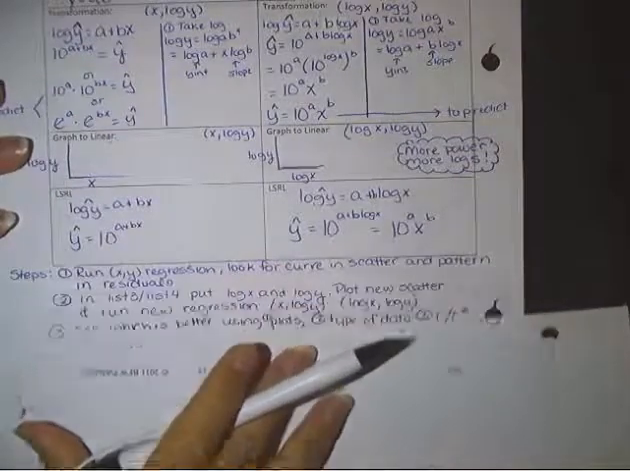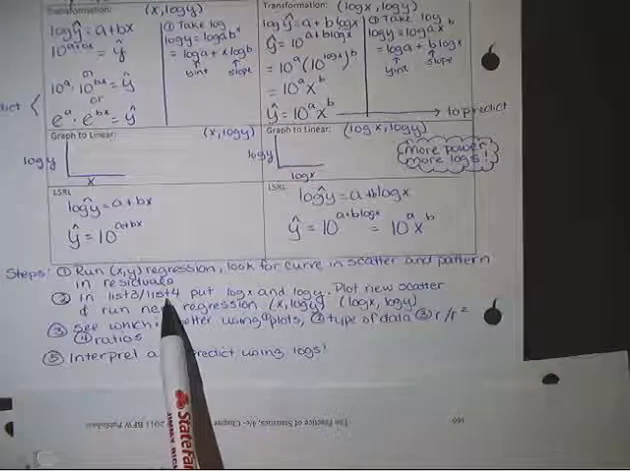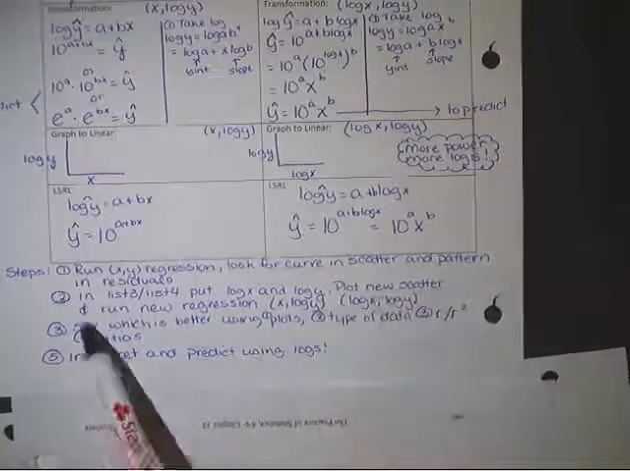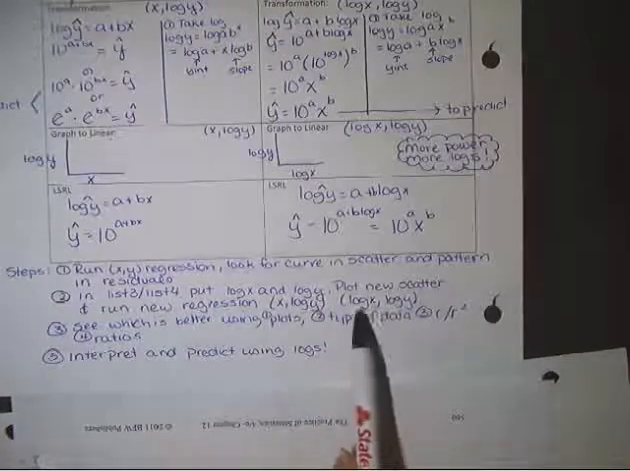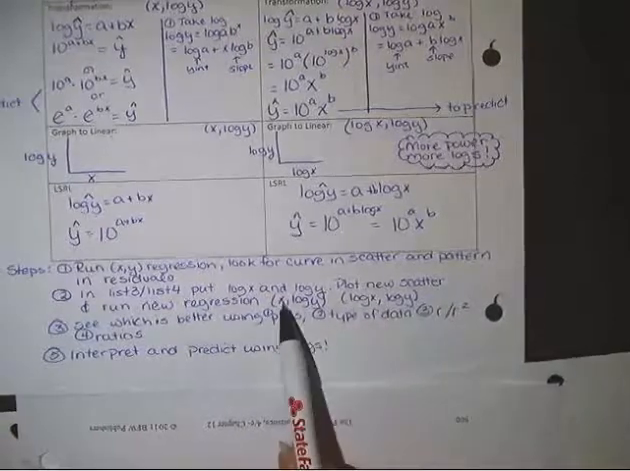So here's kind of our steps as to what we will do as we go through this. First of all, go ahead and run the x-y regression. Look for the curve in the scatter plot and a pattern in the residual plot, so you know that you have to use a transformation. Number 2, in list 3 and 4, put the log of x and the log of y, and plot the new scatter plot, and run the new regression against x, log of y and log of x, log of y. So you can see which one seems to be better. Does it seem to be a power model, or does it seem to be an exponential model?